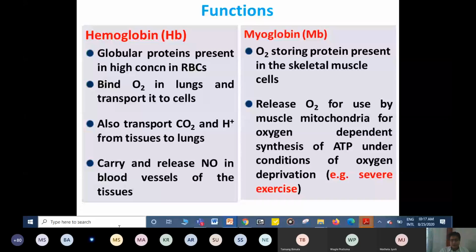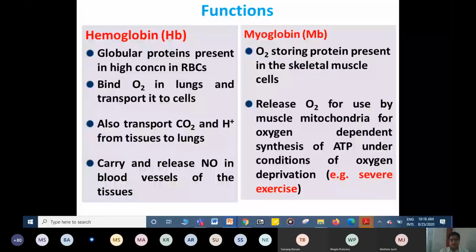Okay. This was the background information. Now we'll proceed forward with hemoglobin and myoglobin. First of all, their functions, slightly in more detail than the earlier slide. Now hemoglobin. This is a globular protein present in high concentration in red blood cells. We all know it binds oxygen in the lungs and transports it to the cells. And in the cells, it releases oxygen.